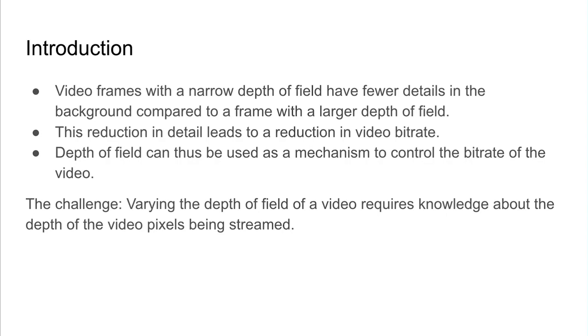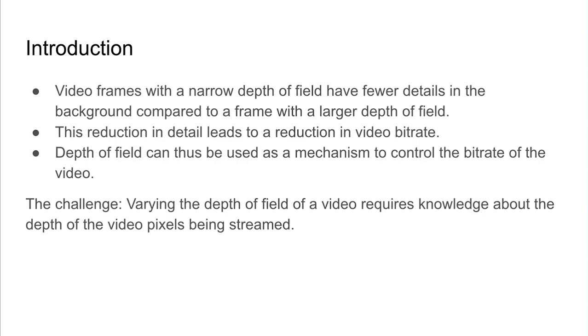Video frames with a narrow depth of field have fewer details in the background compared to a frame with a larger depth of field. As a result, video frames with a narrow depth of field have lower video bitrate. So therefore, depth of field can be used as a mechanism to control the bitrate of the video. However, the challenge here is that varying the depth of field of a video requires knowledge about the depth of the video pixels being streamed.